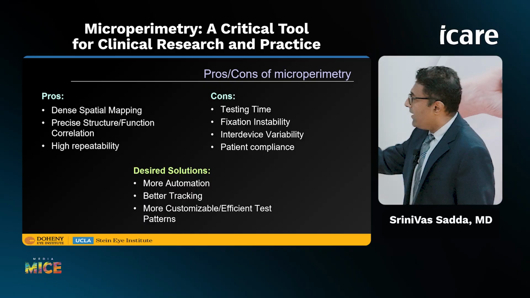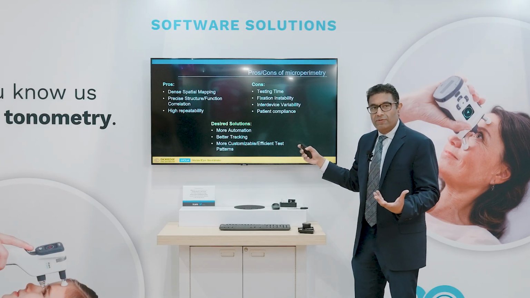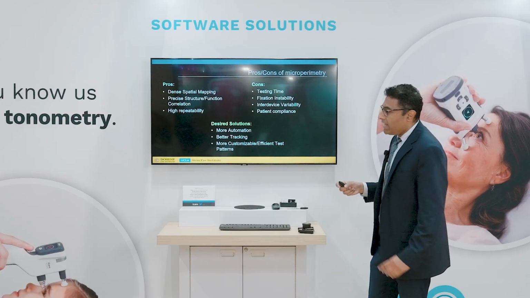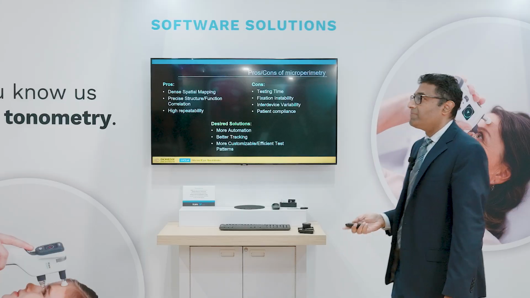So really what we'd like to see is to make this test a bit faster and easier for us by increasing automation, having better tracking to deal with fixation and stability, and maybe we could shorten the test time if we can do more customized patterns.